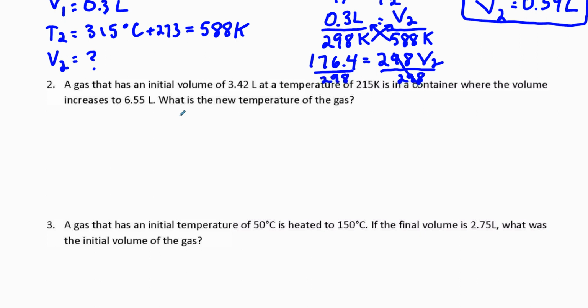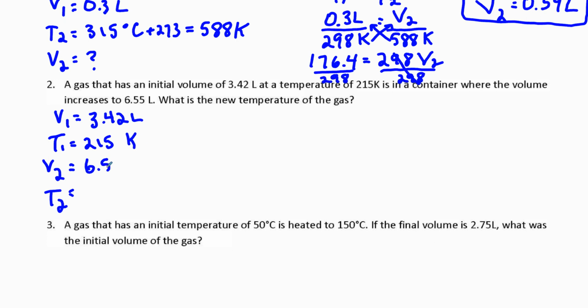Let's try another one. A gas that has an initial volume of 3.42 liters at a temperature of 215 Kelvin is in a container where the volume increases to 6.55 liters. What is the new temperature of the gas? So again, I'm going to list everything down the side. Okay, so an initial volume, so that's where we're starting, 3.42 liters at a temperature of 215 Kelvin, and the volume increases to 6.55 liters. What's the new temperature?